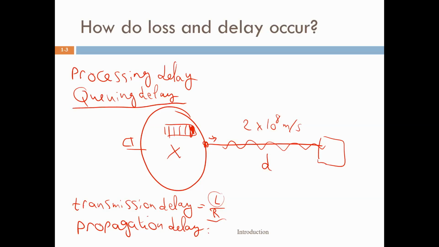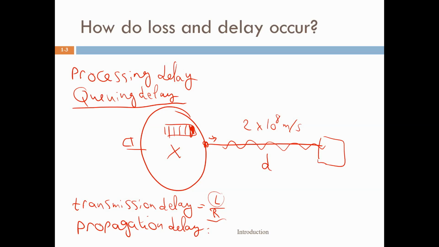Now, queuing delay depends on one main factor, which is the traffic. Do we have other people sending packets to the router? In this case, the queuing delay will be high. Or am I the only one sending packets to the router? In which case, the queuing delay will be small or could even be zero. So queuing delay is definitely a variable amount. Everything else we can say is constant.